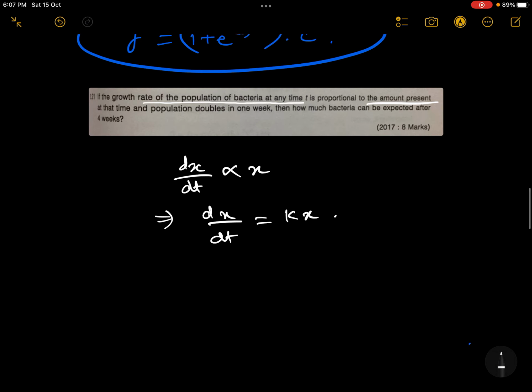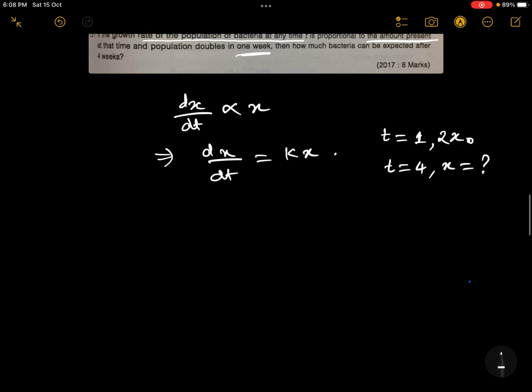And given that in 1 week the population gets doubled. Let's say the initial population is x naught, then in 1 week this will be 2x naught, and we are going to find this one. Then x is what? This is what the question is asking. What is the expected population of bacteria? All right, yeah, this is a simple thing.